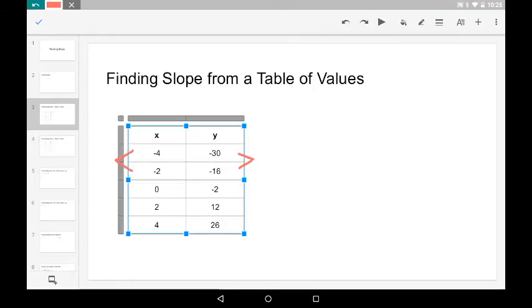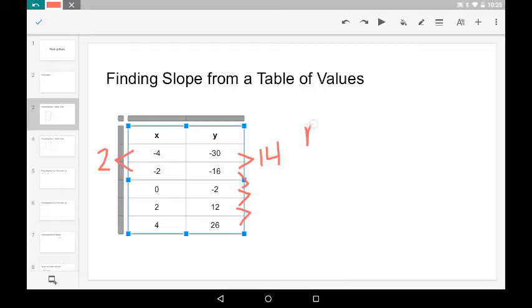The first 2 in this case, the change in the x values, -2 minus -4, would give us 2. So you're going up 2. You can do the same thing here, up 2, up 2, up 2, up 2. The change in the y values, -16 minus -30 is 14. And if you check, they're all like that. If you do first differences, all of them are 14. So that's how we know it's linear.